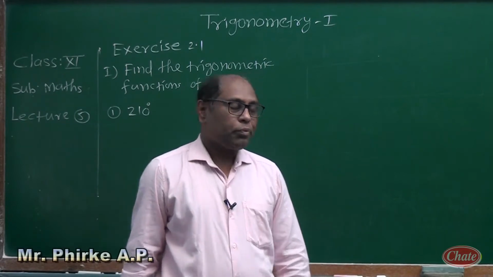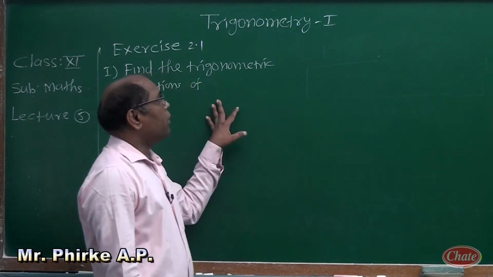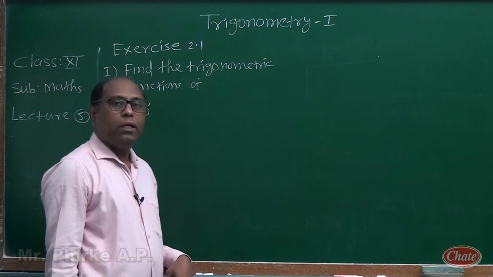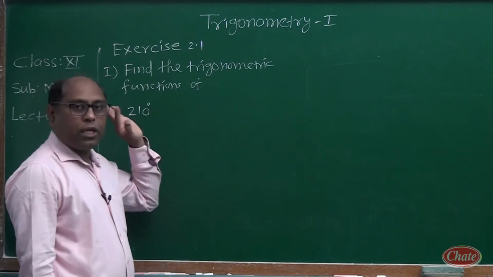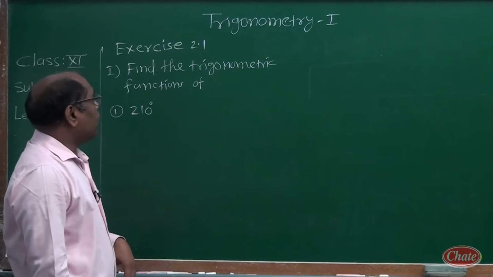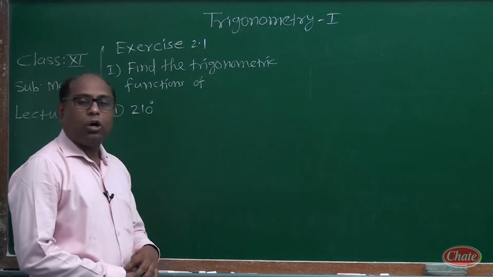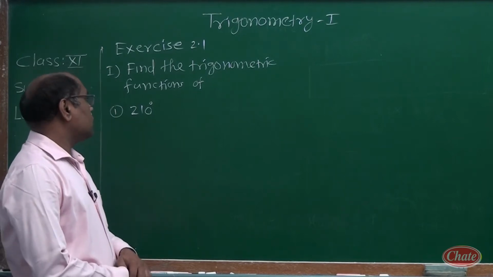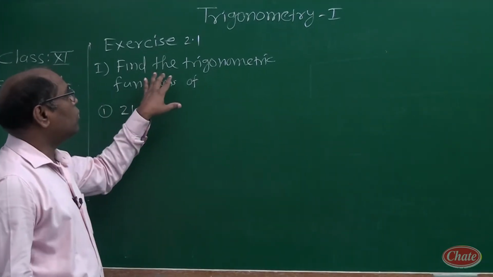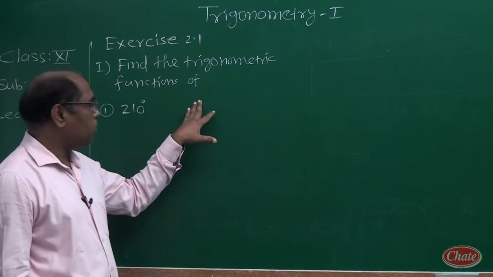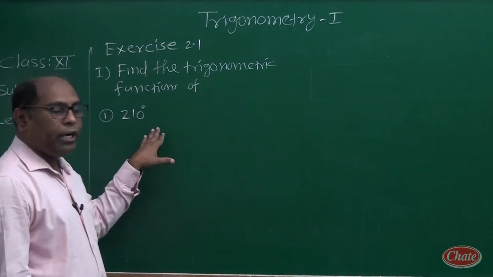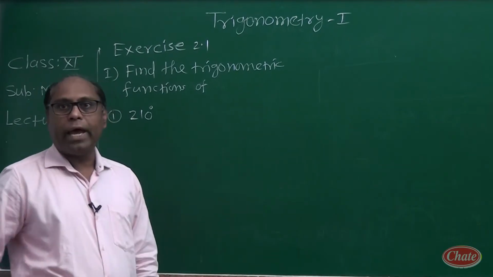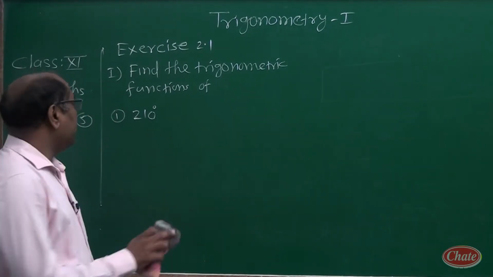Okay students, now trigonometry, exercise 2.1. In the previous lecture we found the trigonometric functions of specific angles. Now here is the next sum: we have to find the trigonometric functions of the angle 210 degree.